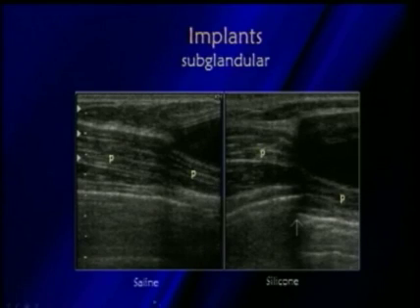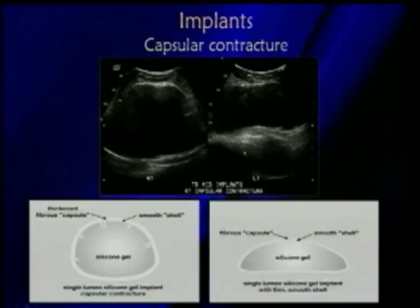So here's a saline implant. This is the pectoralis muscle. We can see this is subglandular. And here's a silicone implant where we get that cutoff of the pectoralis muscle. But once again, this is also a subglandular silicone and a subglandular saline implant, looking at these on ultrasound.